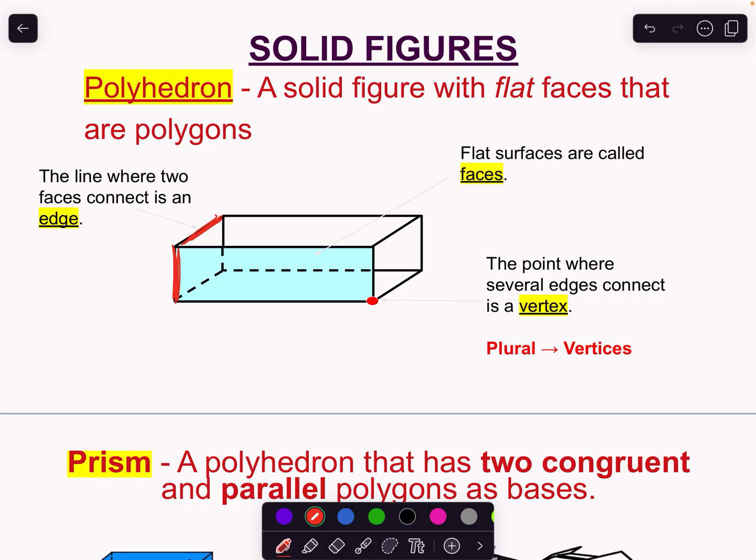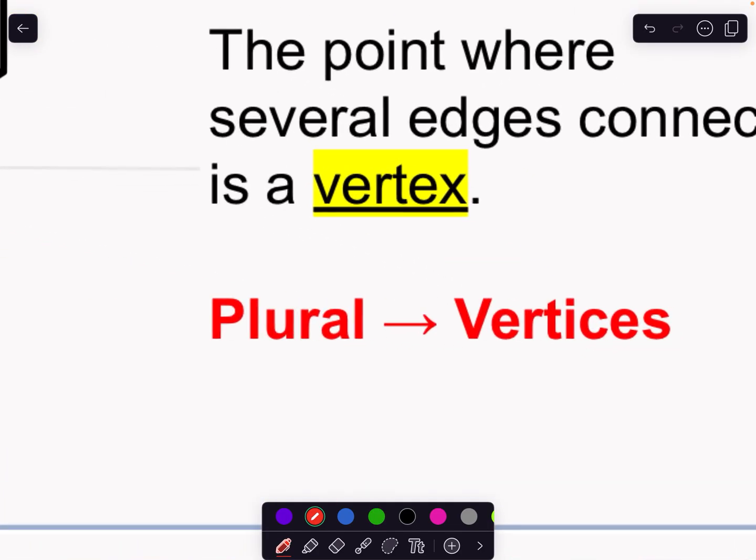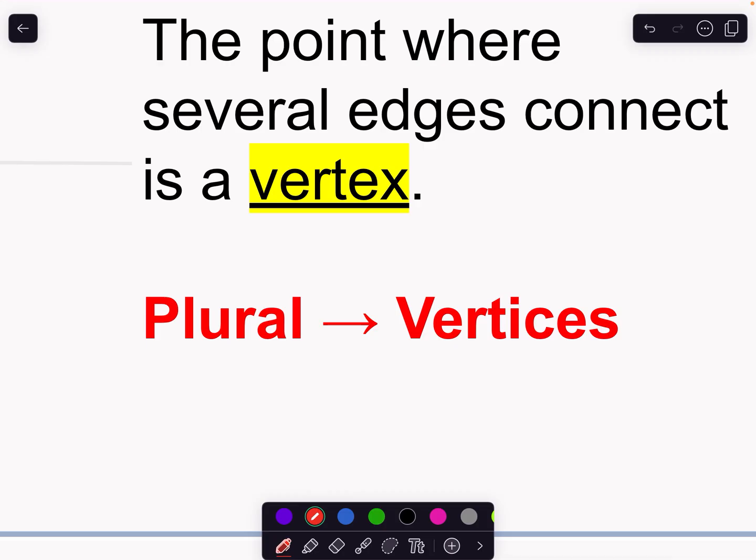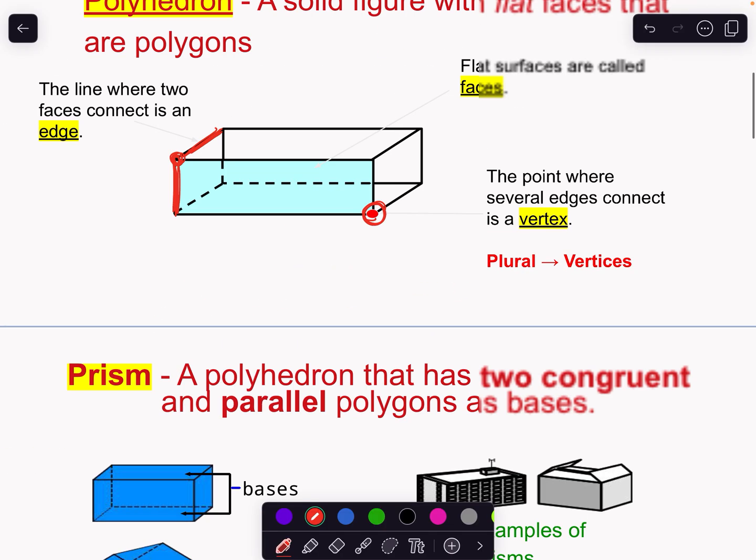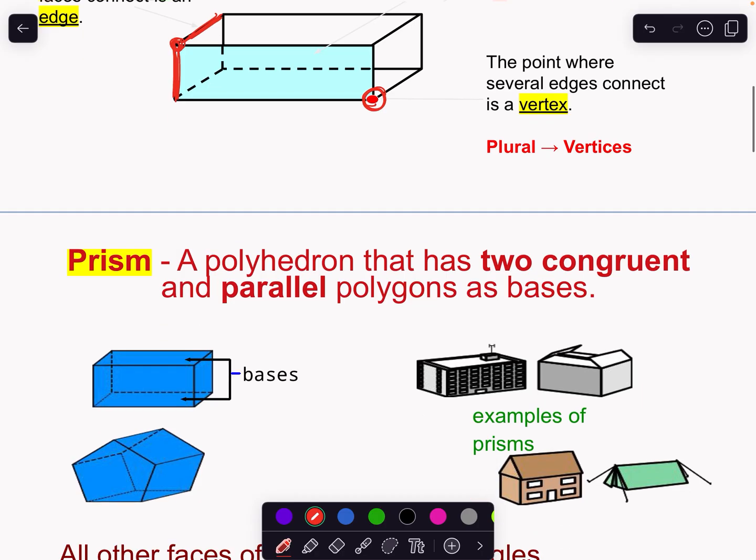And then the vertex is right in the corner. It's where the edges meet. So wherever you have edges meeting, that's a vertex. And just so you know, the plural of vertex is vertices. So you don't say two vertexes, you just say two vertices. It's kind of a weird way to say it, but that's what it is.